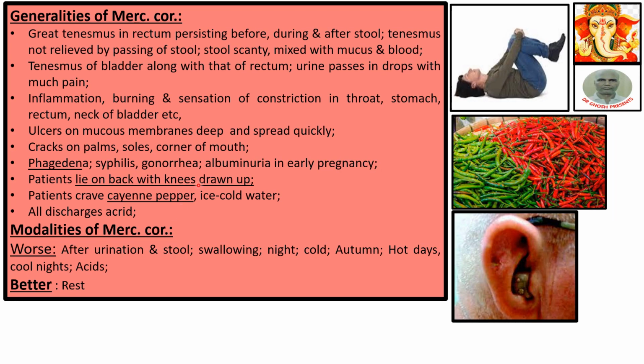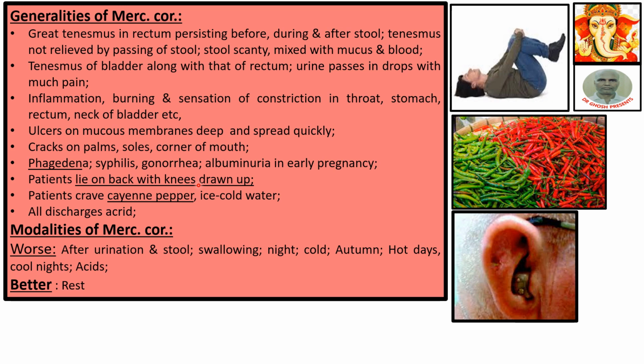Generalities of Merc.cor. Great tenesmus in rectum, persisting before, during and after stool. Tenesmus not relieved by passing of stool. Stool scanty, mixed with mucus and blood. Tenesmus of bladder along with that of rectum. Urine passes in drops with much pain.